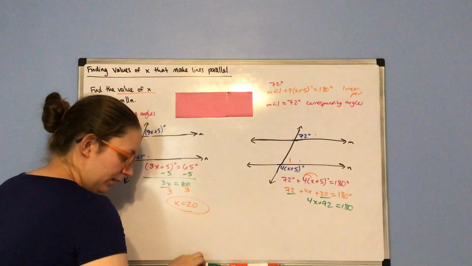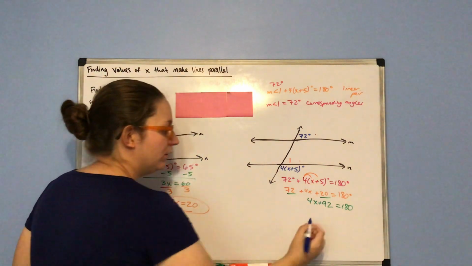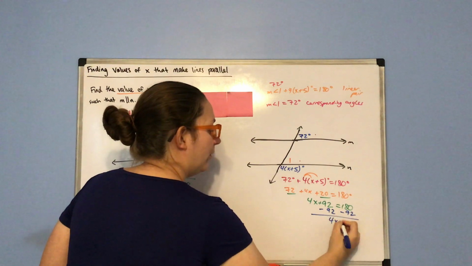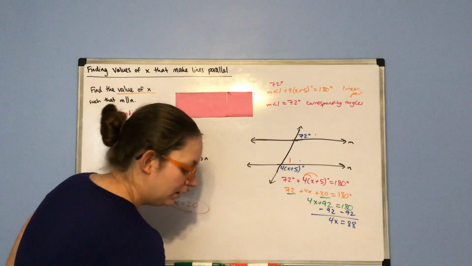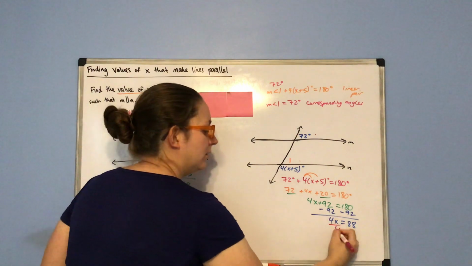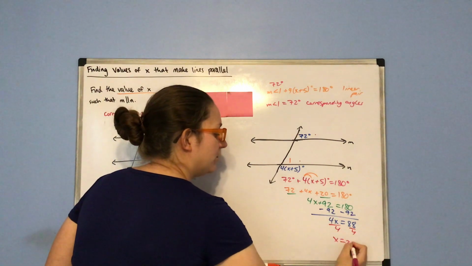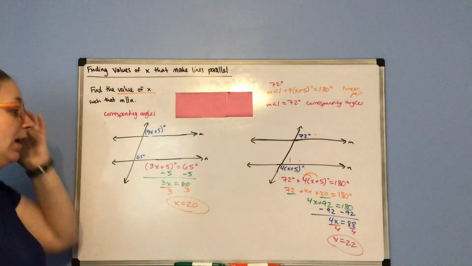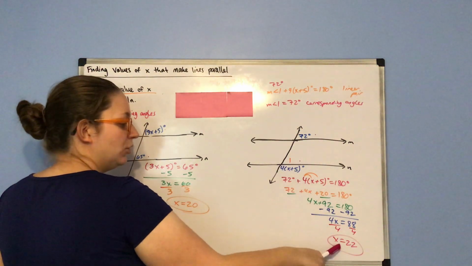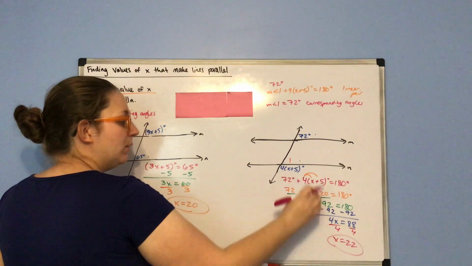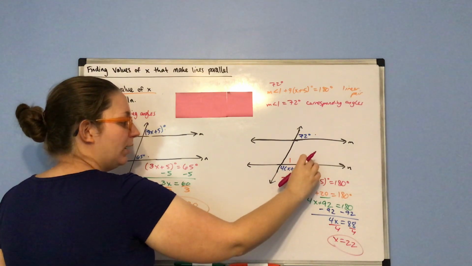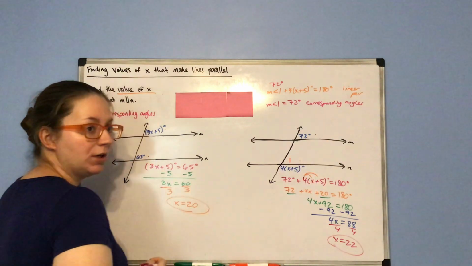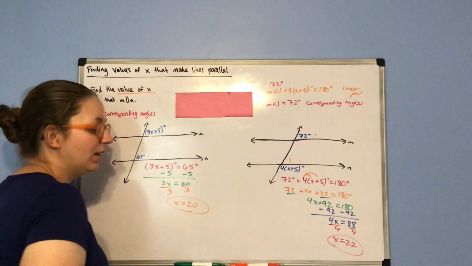And then from here, subtract 92 from both sides. I get 4x equals 88. So when I divide, I get x equals 22. I am finished because I found the value of x. If I substitute 22 in for x, this angle is then 72, and my corresponding angles are congruent, which would make these two lines parallel.